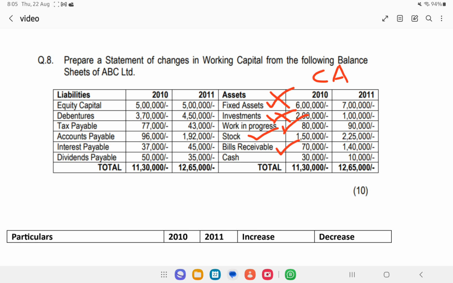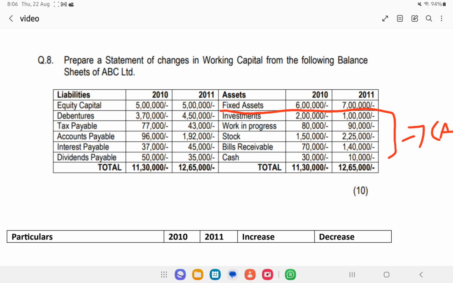Finally, we have cash. We needn't doubt about that. Cash is the most liquid asset every business can have. So cash is absolutely a current asset. Thus we have found which all belong to current assets. That means everything below this line is current assets. We have done the first part.